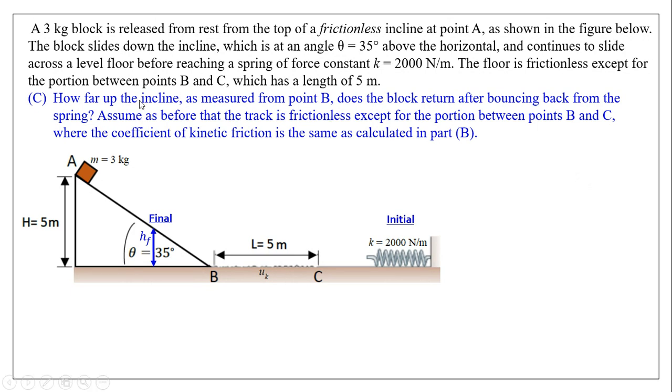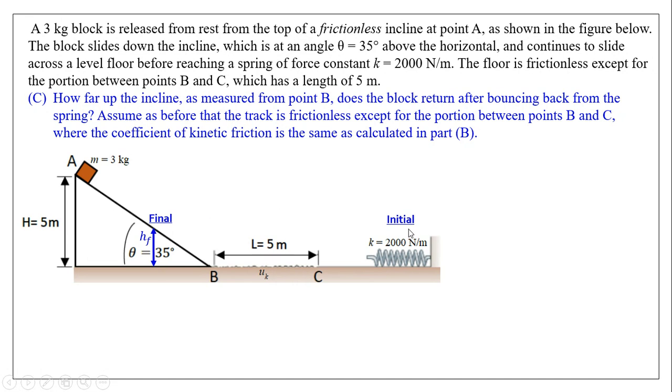It says here, how far up the incline does the block return? So keep in mind, it is going to go from A to B, it's going to lose some energy to C, and then it's going to compress the spring, and the spring pushes back, and then as it goes across from C to B, it loses some more energy, and it'll go back up.